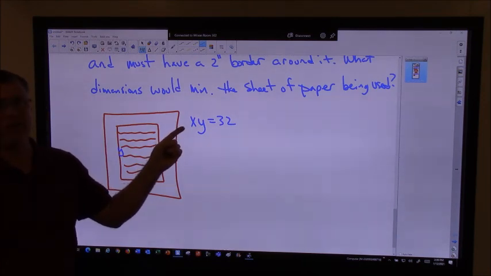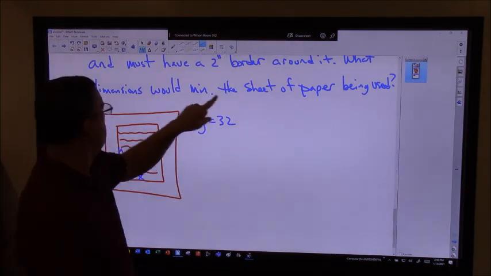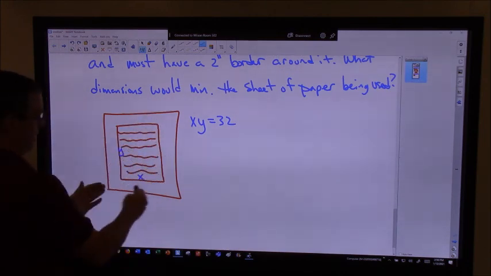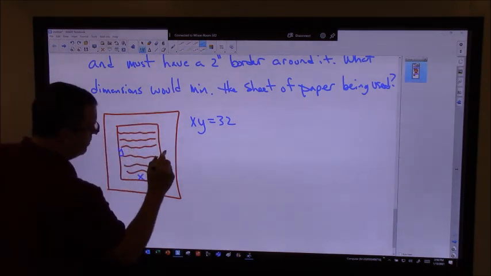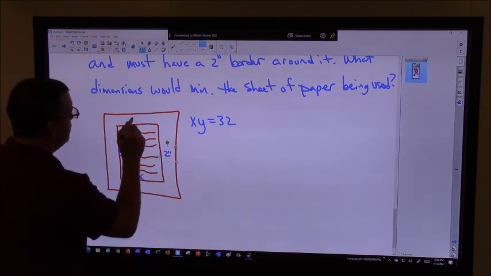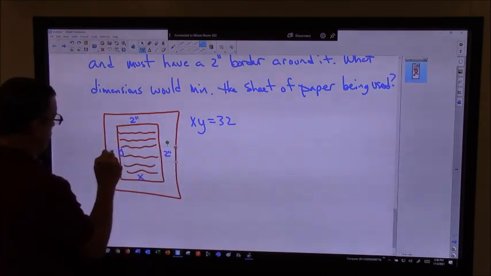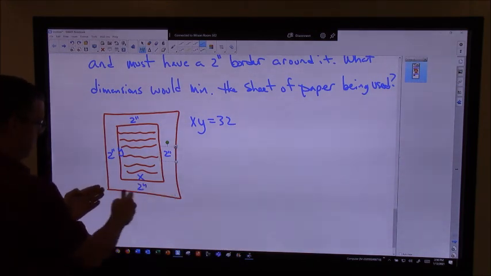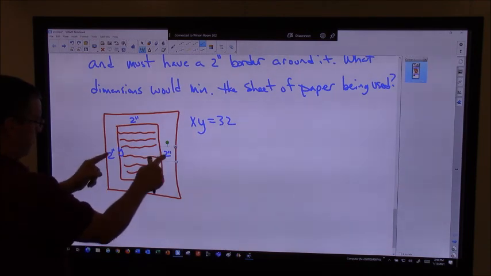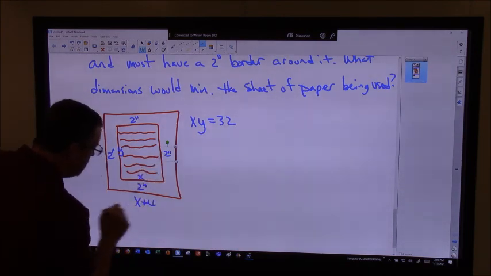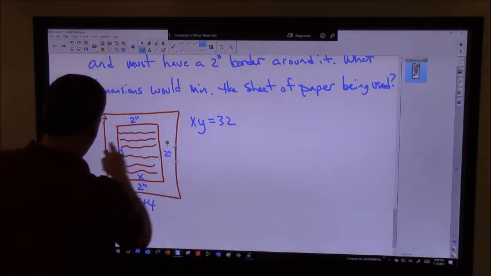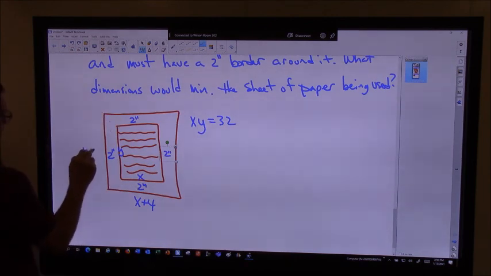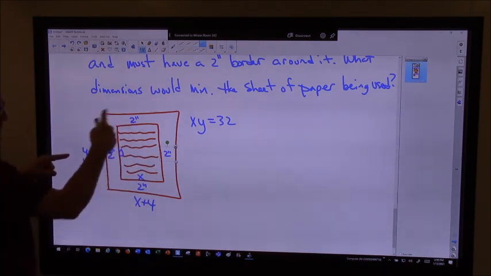It's got to be secondary, right? I'm not taking the derivative of this, I'm trying to minimize the area of that sheet of paper, of this whole thing. All right, so we know that the dimensions here are going to be 2 inches, 2 inches, 2 inches, and 2 inches. So the length of this side is going to be x plus 4, right? And the length of this side, let me do it over here, is going to be y plus 4. Those are the dimensions of the entire piece of paper.